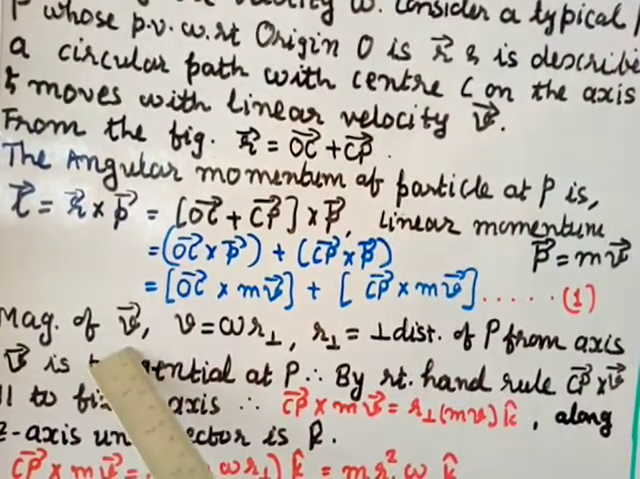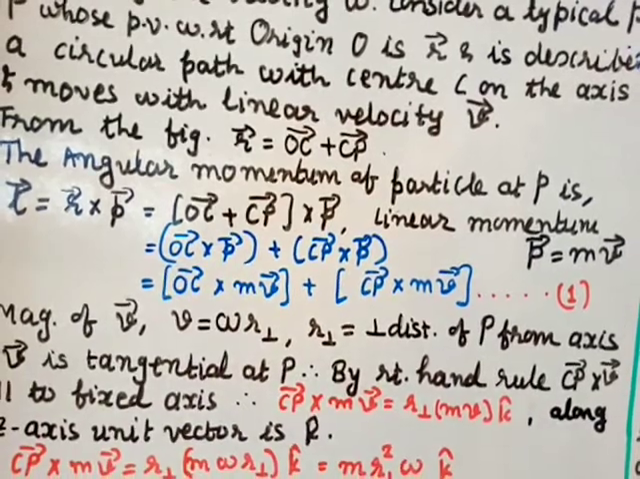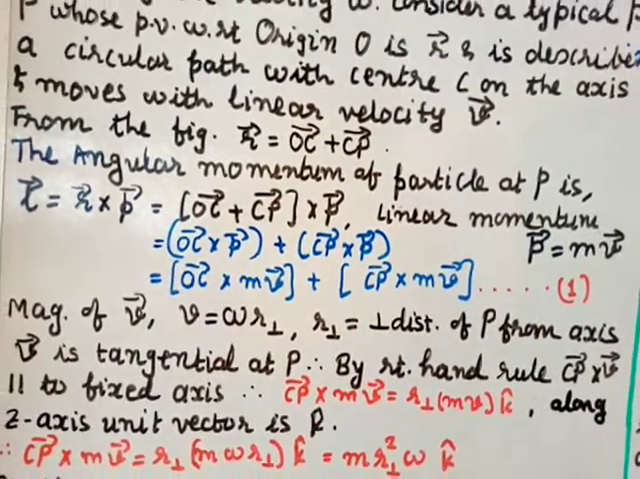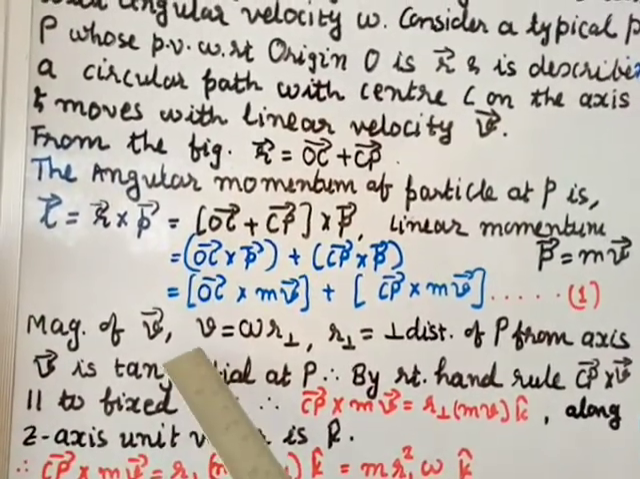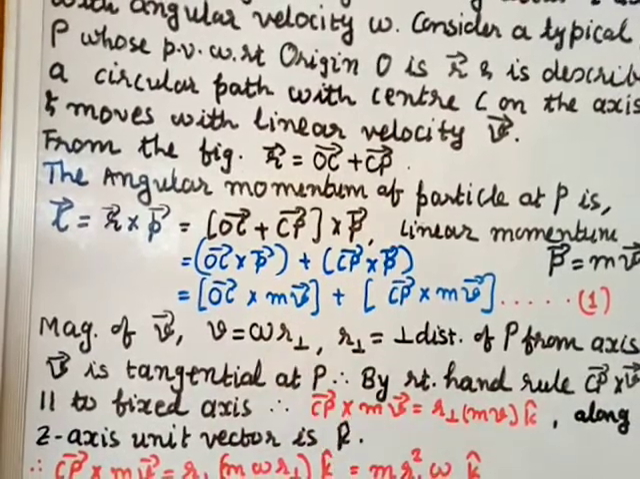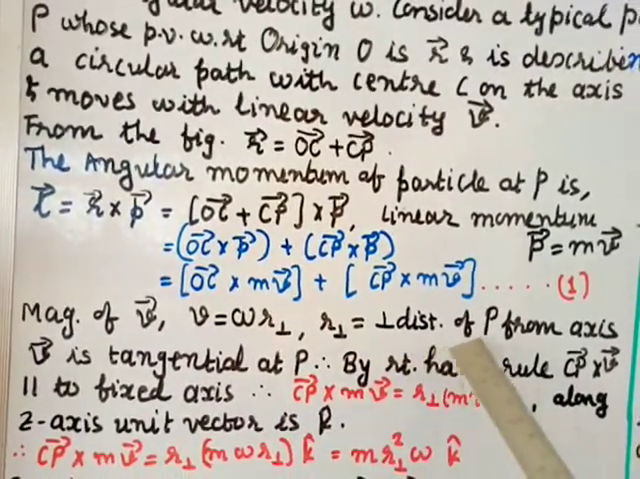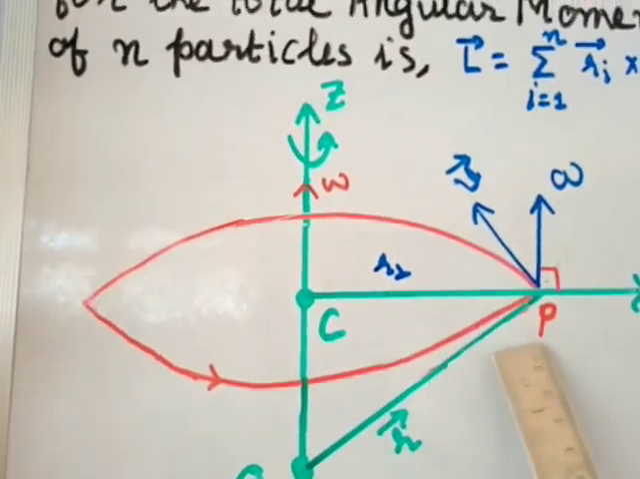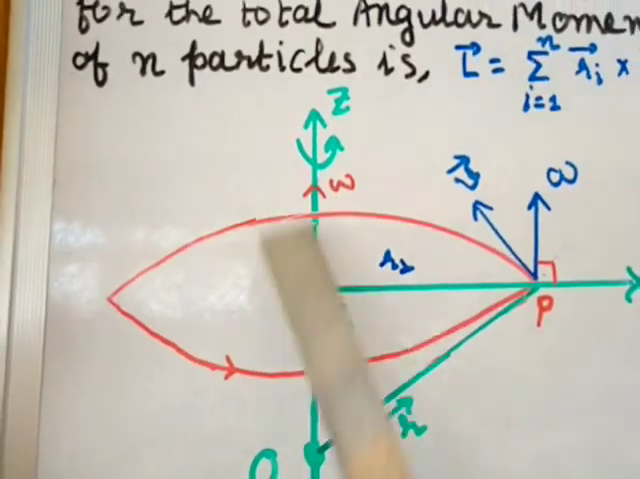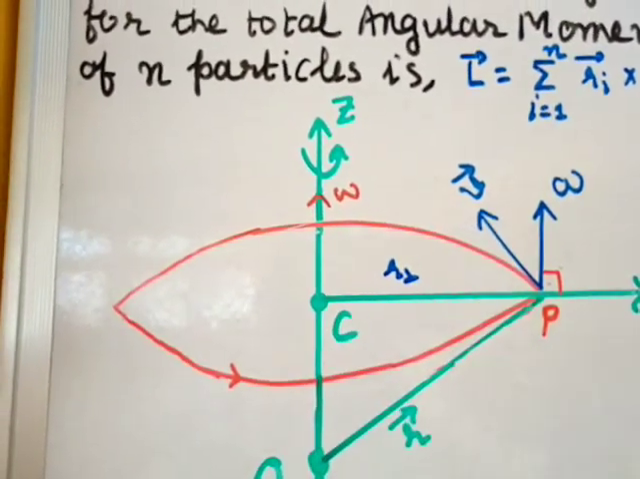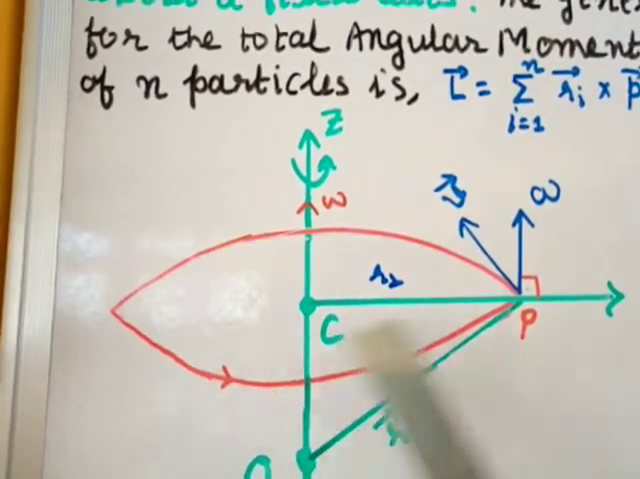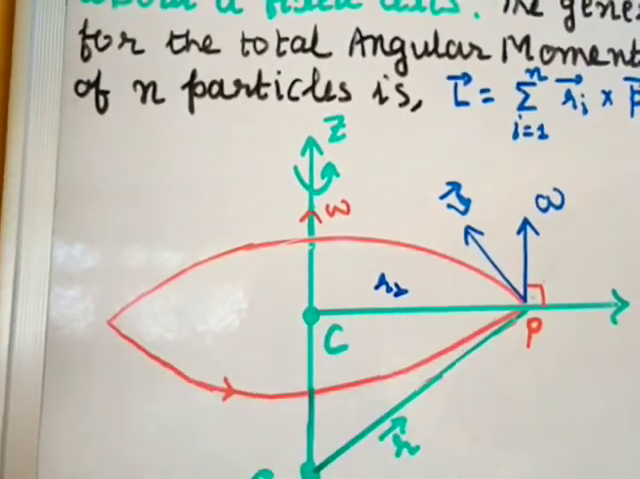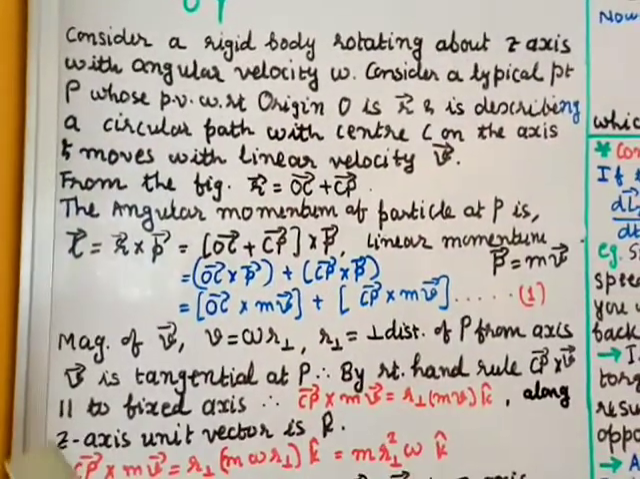Now the magnitude of velocity v is equal to omega into r perpendicular. We know the relation between the angular velocity and the linear velocity: v is equal to r into omega. What is r perpendicular? r perpendicular is the perpendicular distance of point P from the axis of rotation, that is CP. v is tangential at P.